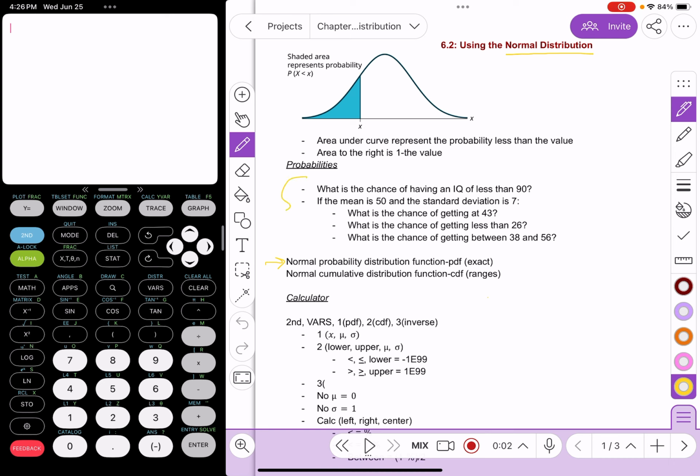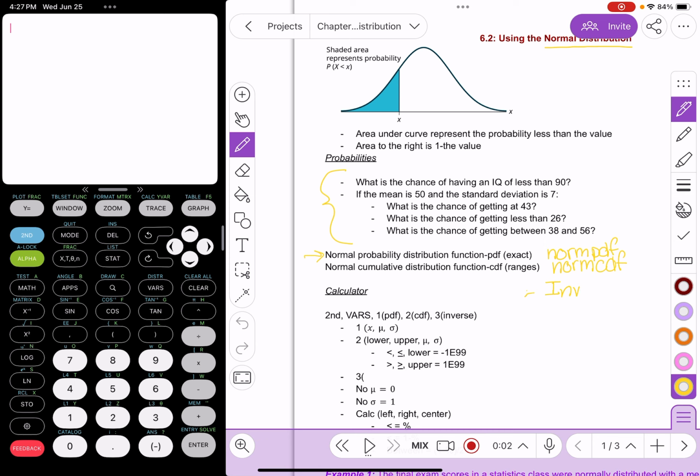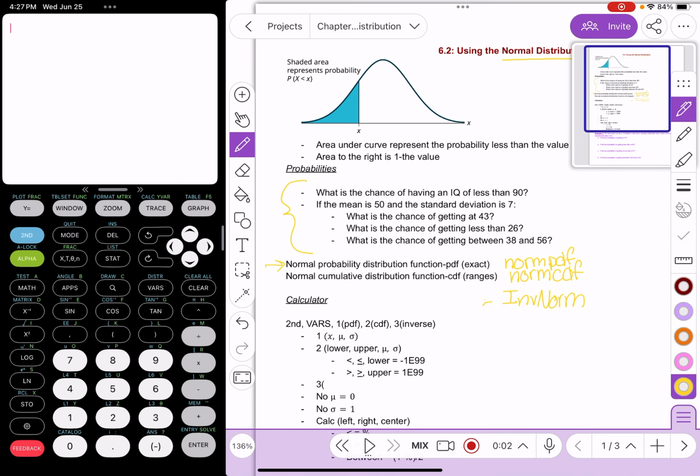So these are the types of things that you can answer using the norm PDF function and the norm CDF function. And then if you're given a percent, like what value has a 50% chance of occurring, we're also going to use the inverse norm feature on your calculator to find that value.